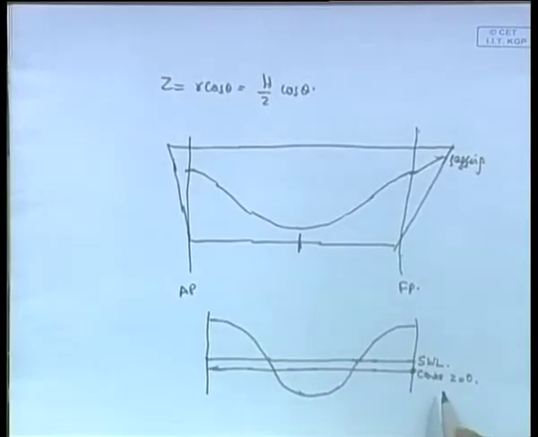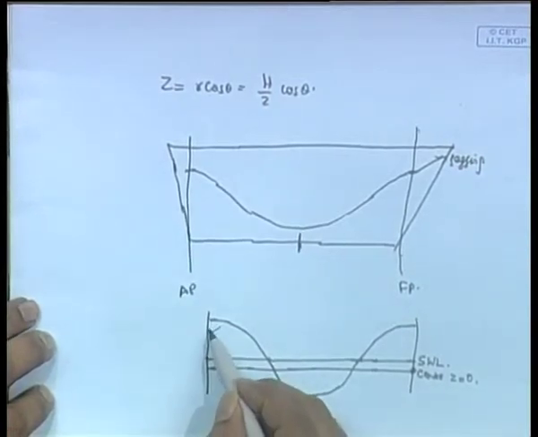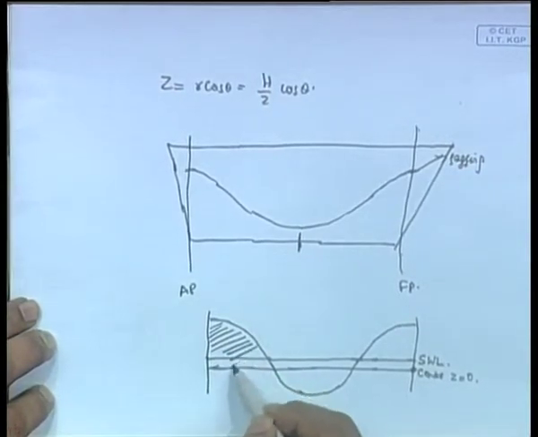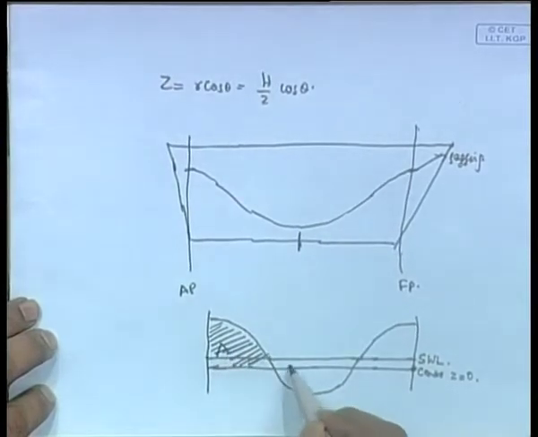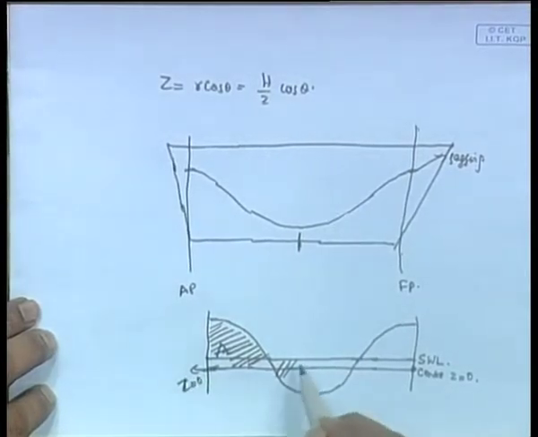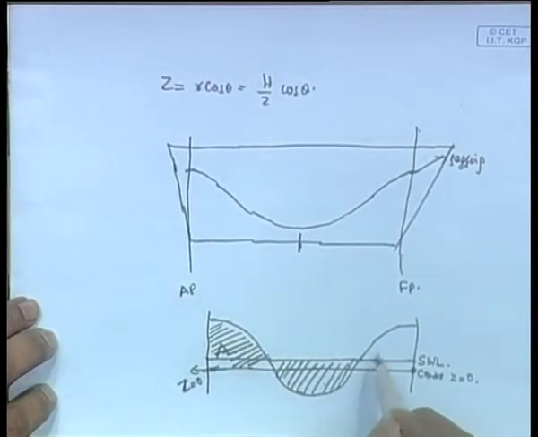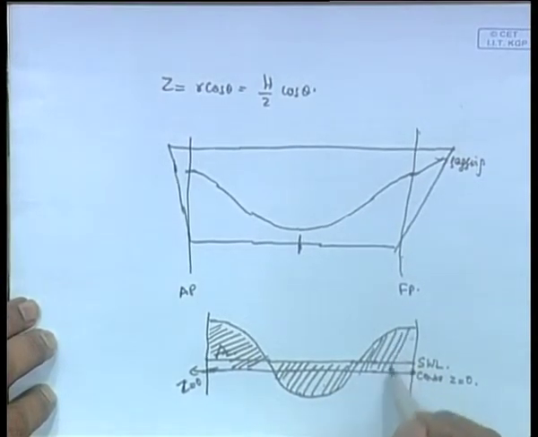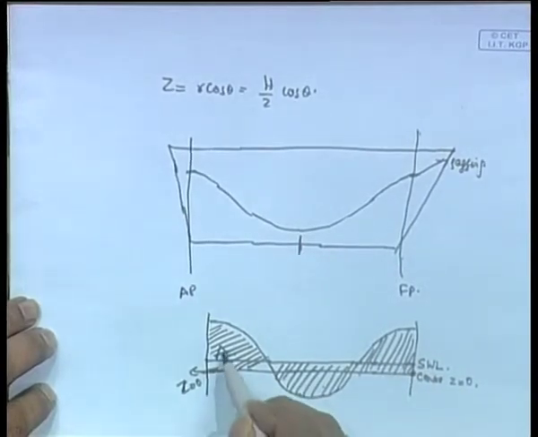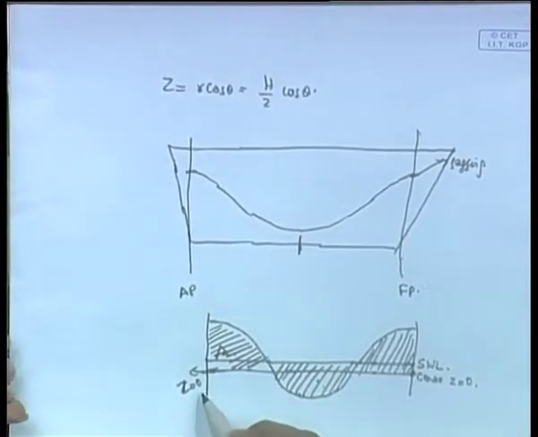Now, in case of a trochoidal wave, you will see that if you take an area, this is a positive area and this is a negative area. I am talking about area about this point, about z equal to 0. If I sum up this area and this area over one whole wavelength, it does not come to 0, because the trochoidal wave is not symmetrical about this z equal to 0.